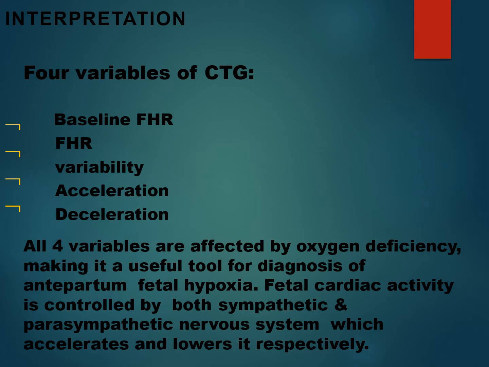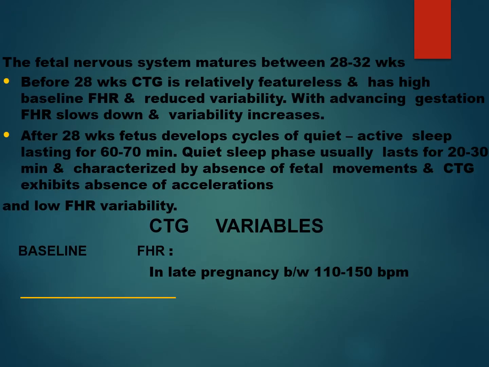Cardiac activity in general is controlled by the sympathetic and parasympathetic nervous system of the fetus. The sympathetic will increase or accelerate the fetal heart, and the parasympathetic will do the opposite. The fetal nervous system matures between 28 to 32 weeks gestation. So before 28 weeks, CTG is relatively featureless, and it shouldn't be done.